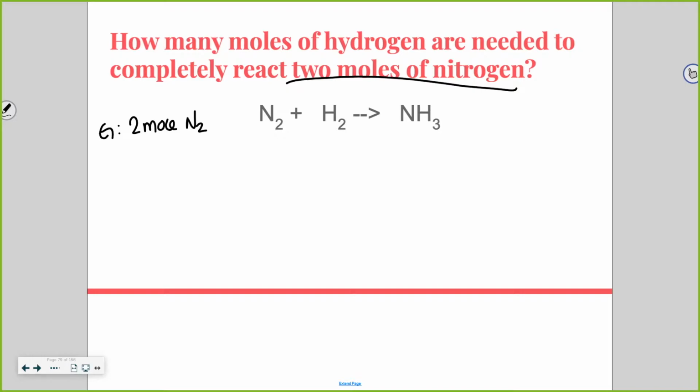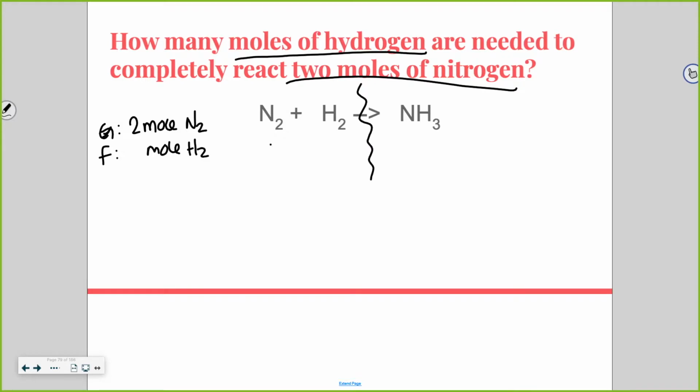What do they want you to find? Moles of hydrogen. So find moles of H2. If I look at this equation, I need to use the coefficients to go from mole to mole. Is this balanced? Do I have accurate coefficients to use? No. So let's cut it in half and balance it.